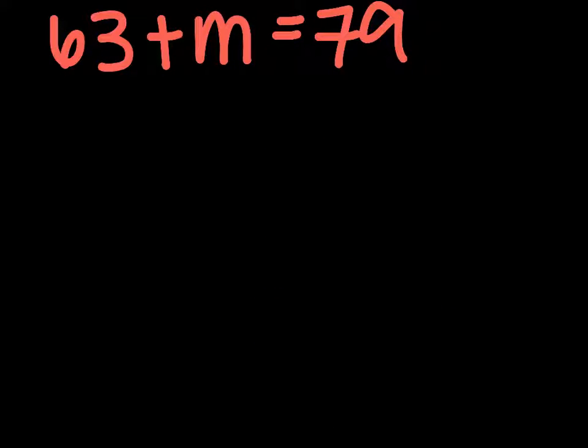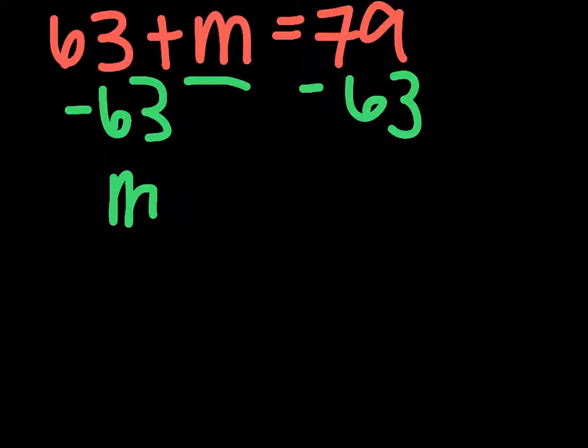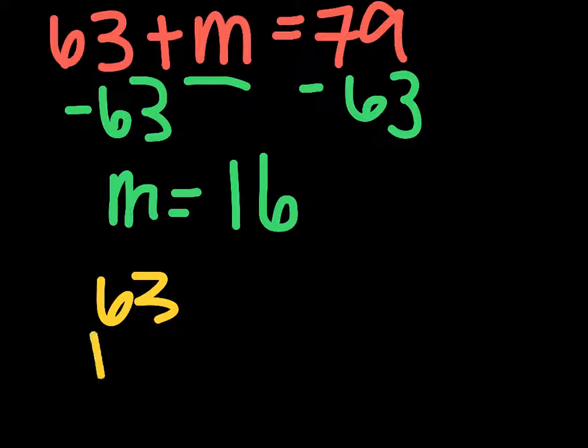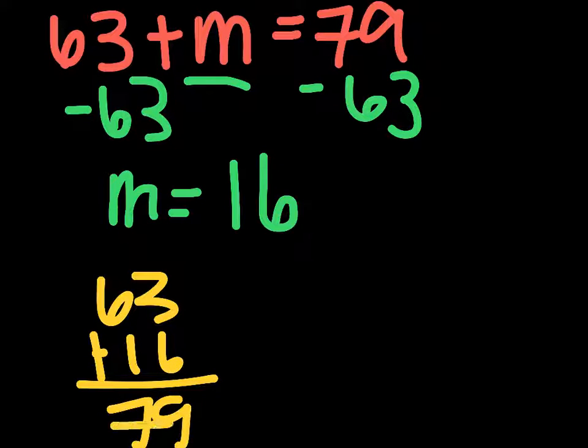Okay, so we have now 63 plus M equals 79. We know we are going to be using the subtraction property because of the addition sign right here. Whenever you see the addition sign, remember you've got to do the opposite, so that would be subtracting. So we're going to get our variable, which is M, by itself by subtracting 63, and whatever you do on this side, you have to do on the other side. Then we bring down our variable M and our equal sign, and we do our math. 79 minus 63 is 16. If we plug it back in, 63 plus 16 is 79, so it checks.